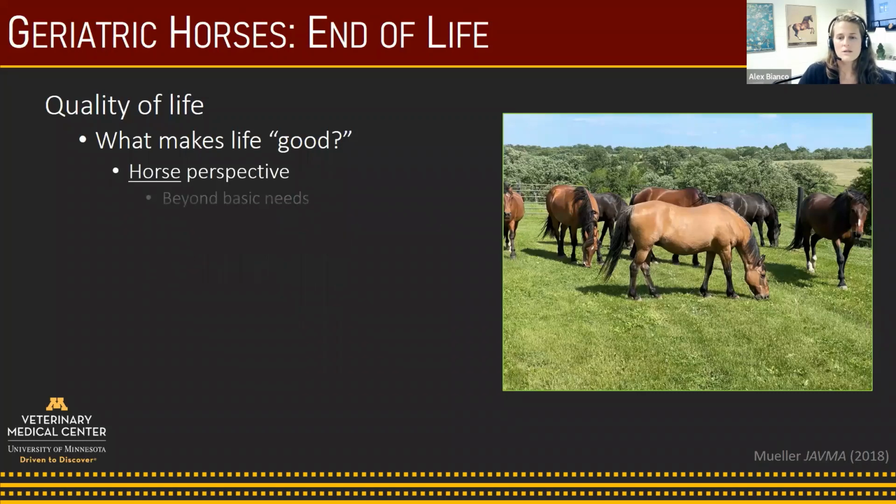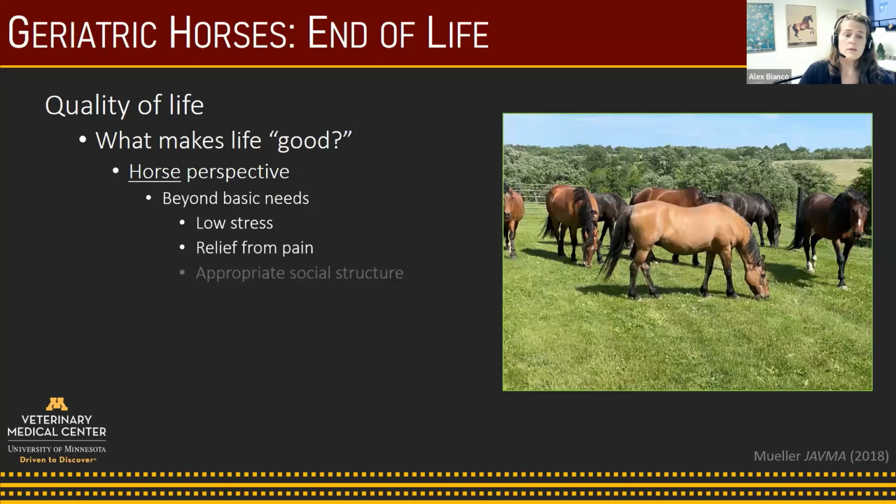So maybe beyond basic needs, they should have a low stress life. They should have relief from pain. They should have an appropriate social structure. Horses don't want to be in isolation. They want a safe herd where they're not going to be bullied. And then veterinary care. Most of us as horse owners and veterinarians believe that horses deserve veterinary care.